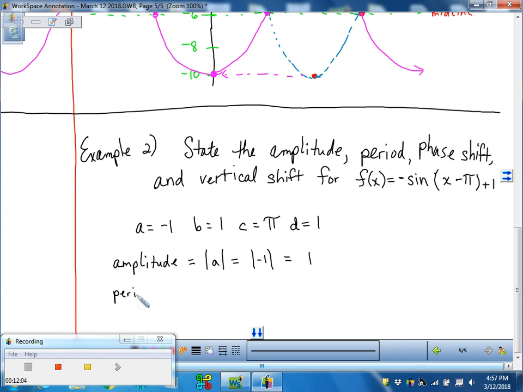Period is equal to 2 pi divided by B. So 2 pi divided by 1 is equal to 2 pi. So the period of our function has a length of 2 pi.